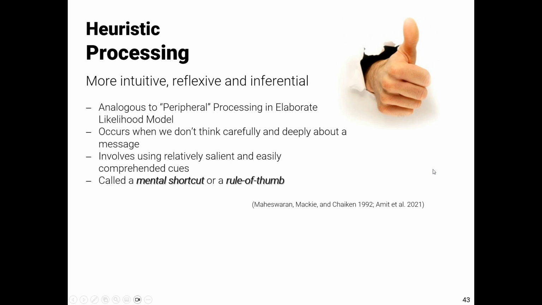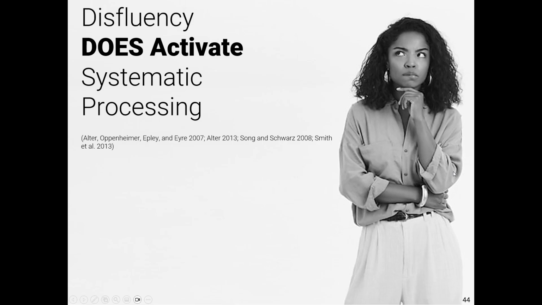On the other side, we have heuristic processing, which is more intuitive and inferential, and it happens when people would like to simplify the decision making process by using relatively more salient and easily comprehended cues, or mental shortcuts like a brand name, recommended option, or country of origin, which have been suggested in the marketing literature. But regarding the relationship between disfluency and how it affects information processing, existing research has not provided a clear understanding.